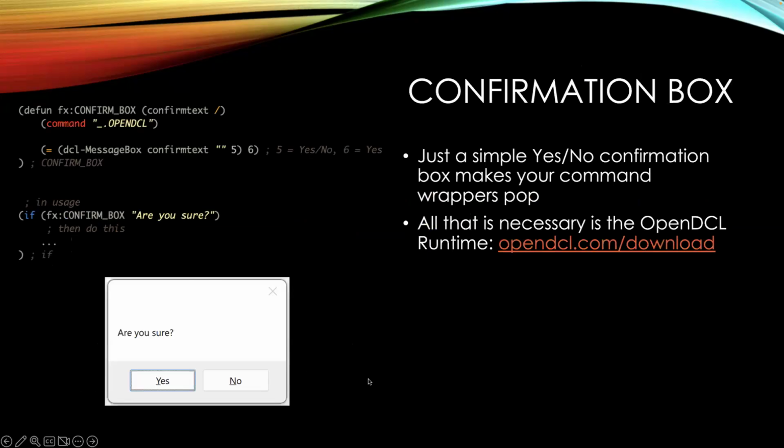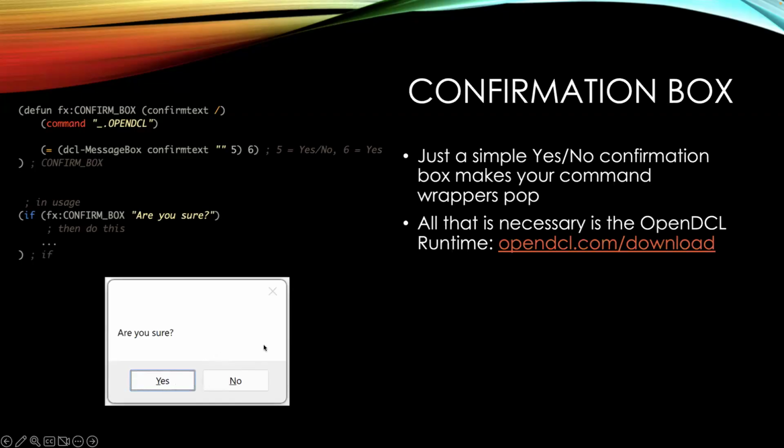But now I want to end with some cool thinking toward the future, because there's only so far you can go with wrapping these AutoCAD commands. If you really want to make your work pop, you need a graphical interface. And at the simplest, you need a yes/no box. That is not built into AutoLISP, and that sure is handy.